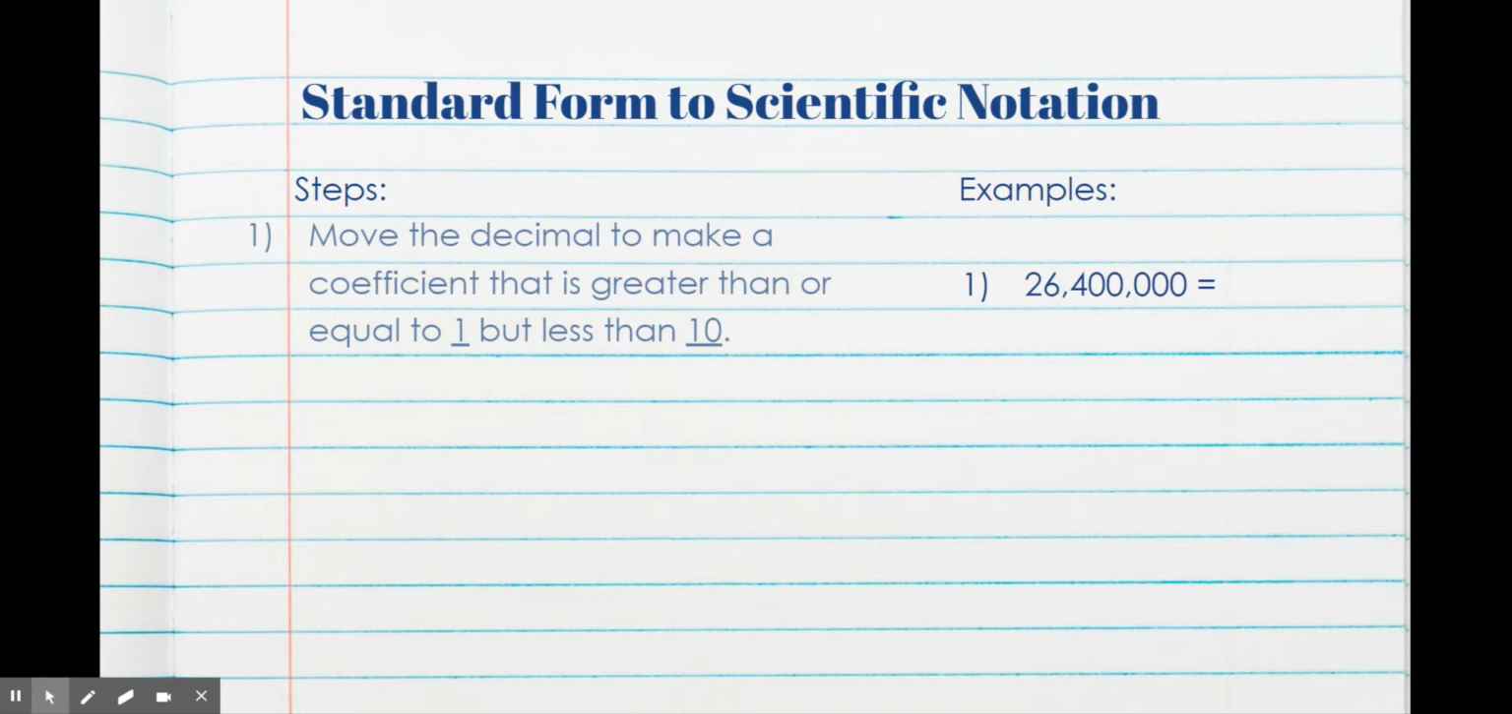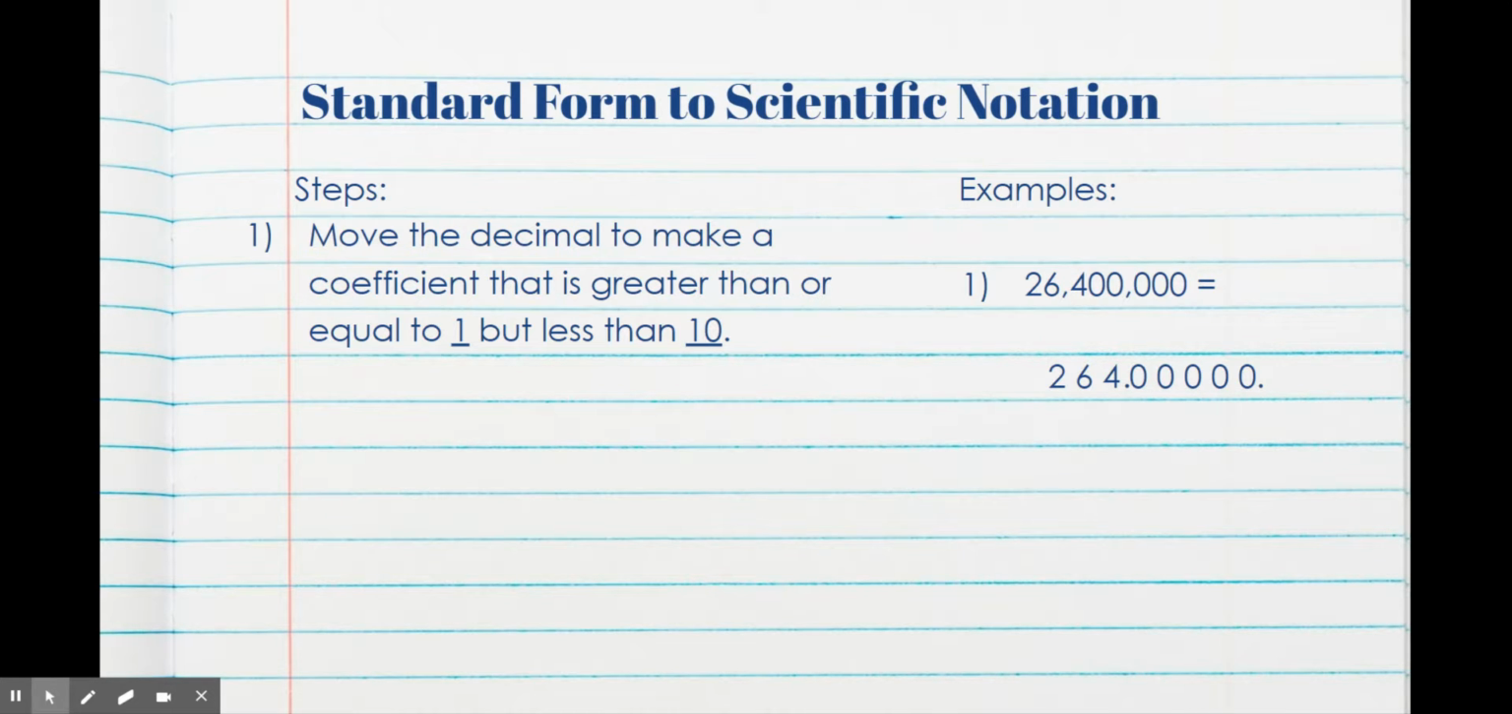Now let's go the other direction. I'm going to give you a number that's written in standard notation, and I want you to write it in scientific notation. So our first step is to move the decimal to make a coefficient that is greater than or equal to 1, but less than 10. So I'm going to rewrite the number below, and we need to figure out where our decimal is because there isn't one on this number. Well, anytime you have a whole number, the decimal is always located at the far right of the number. So now we need to move that decimal place until we create a number that is between 1 and 10.